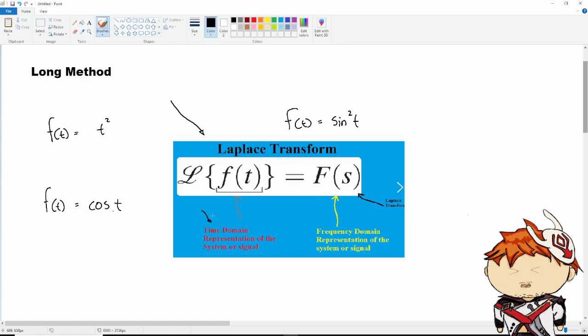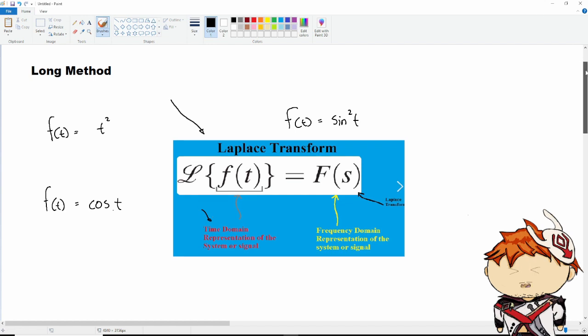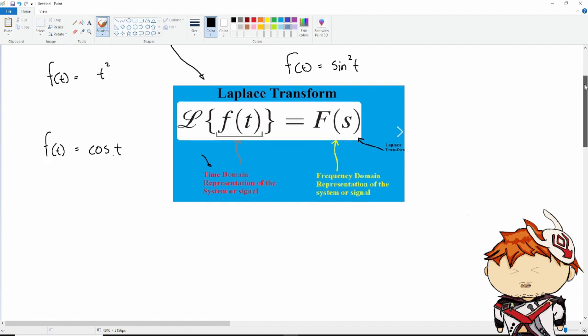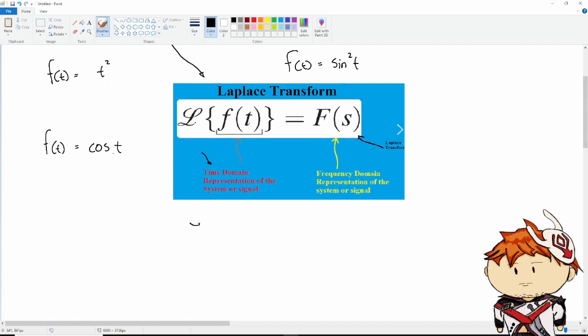Now, the Laplace transform converts the function of time into the s or frequency domain representation of the system or the signal. And how do you transform those? We have our symbol here: cursive L, Laplace transform, bracket, f of t.